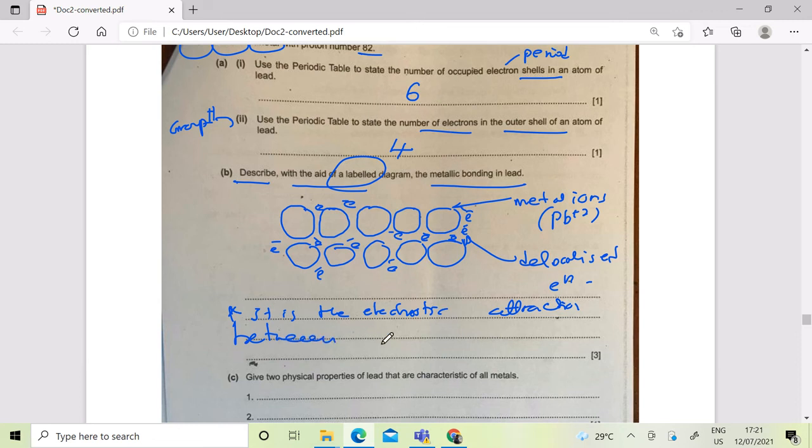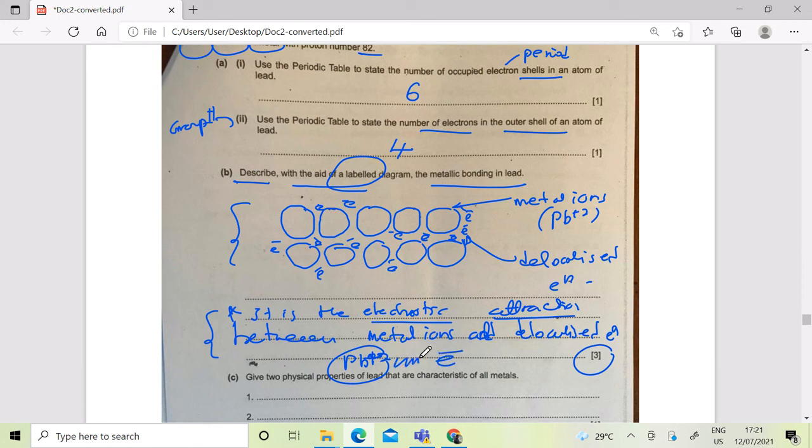between metal ions and delocalized electrons or mobile electrons. So 3 marks. You give the diagram and you give the metallic bonding. It's the electrostatic attraction between metal ions. You know, Pb2+ positive charge plus 2 and electrons negative, attract positive and negative.